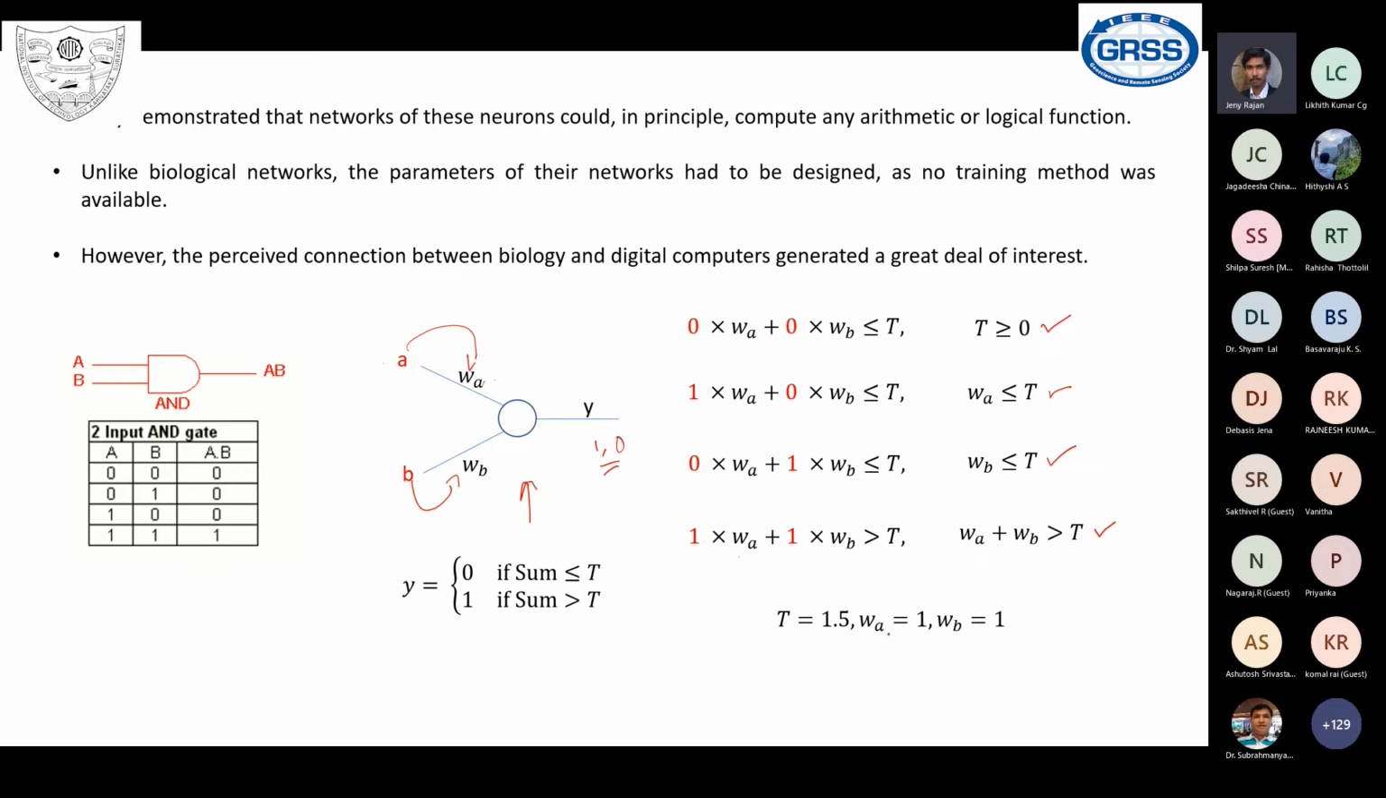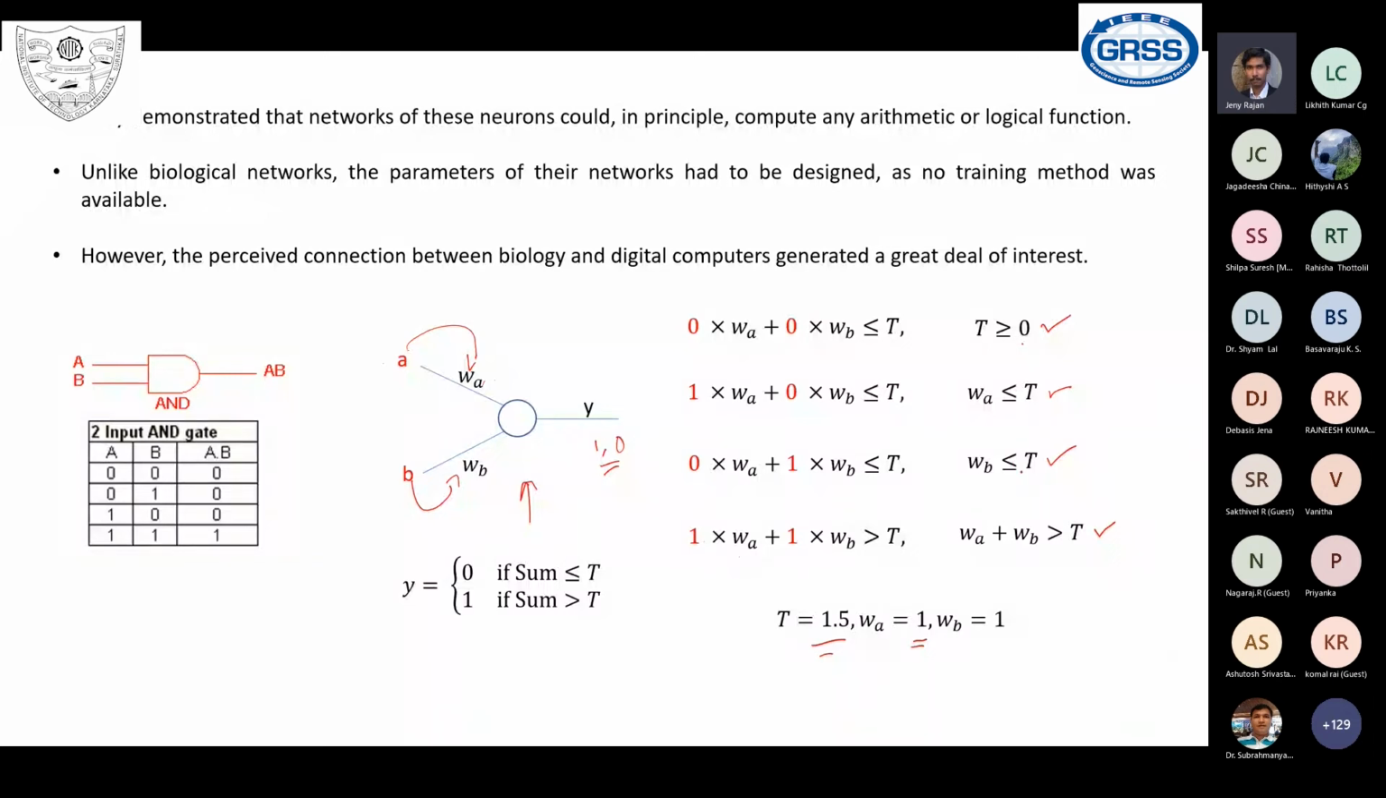So if you set WA as 1 and WB as 1 and T as 1.5, then this will satisfy all these equations, right? T should be greater than 0, so I'm going to set the value of t as 1.5. WA should be less than t. So here I gave the value of WA as 1, that is less than t.